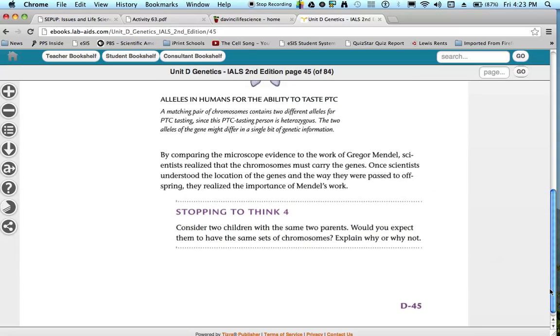By comparing the microscope evidence to the work of Gregor Mendel, scientists realized that the chromosomes must carry those genes. One scientist understood the location of the genes and the way they were passed to offspring. They realized the importance of Mendel's work. Stop and think: consider two children with the same two parents. Would you expect them to have the same sets of chromosomes? Explain why or why not.